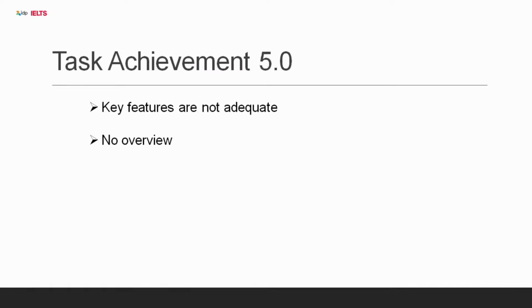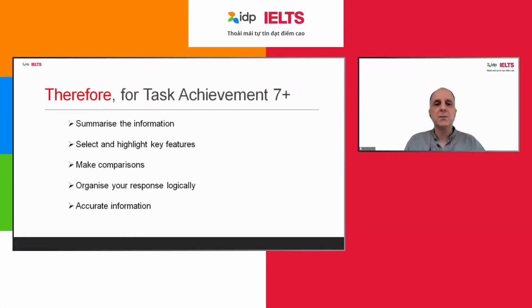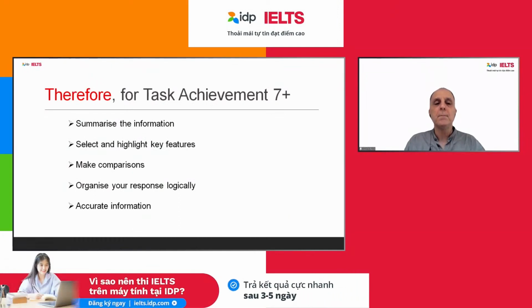For a 5, no overview. So make sure that you remember the overview. You can put the overview in the bottom. However, I don't recommend it, and put the overview just under the introduction. Okay. So for task achievement, summarize the information, select and highlight key features, make comparisons, organize your response logically, accurate information, to kind of summarize that. Okay.